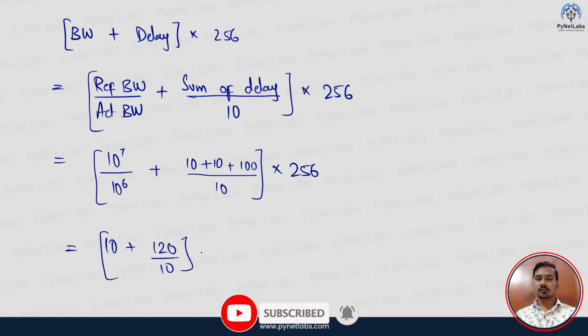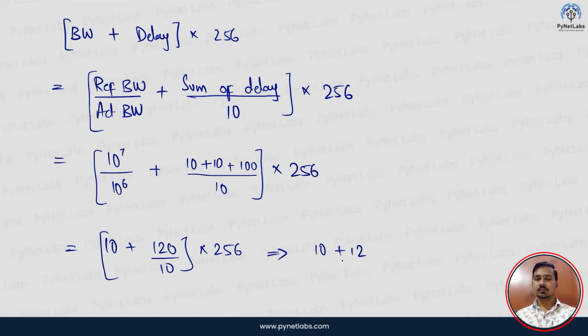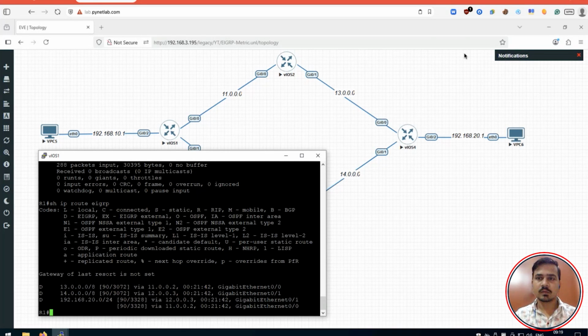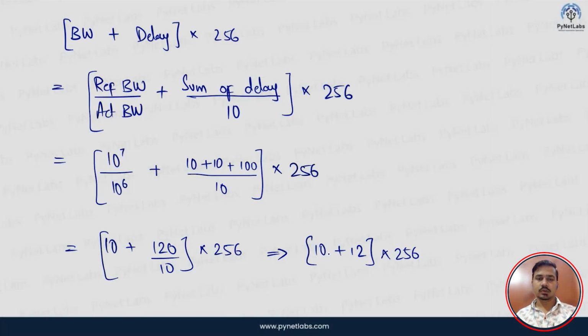Okay, and then we get something like the 256. Now, if you just do the final thing, it will be like 10 plus 12, and the whole thing will be multiplied by 256. Okay, all right, fine. So here I would actually like to make some changes.